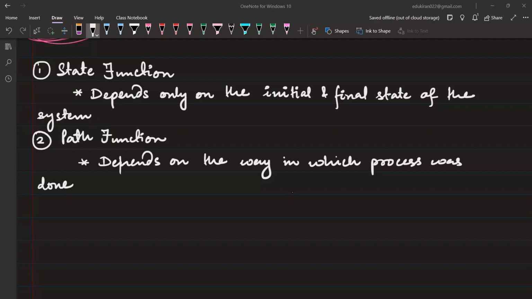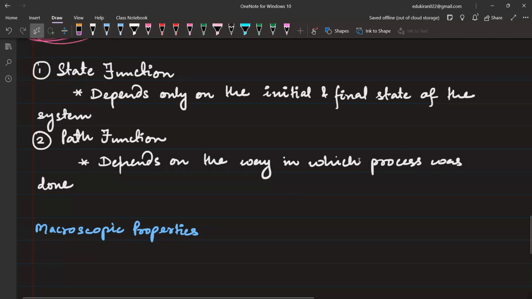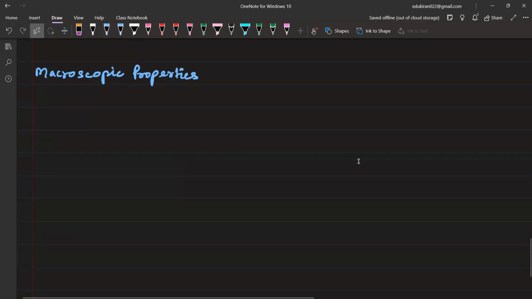Then, next we have macroscopic properties. Please write macroscopic properties. What are macroscopic properties? Like we have microscopic properties, that is atomic weight, bond length. These are microscopic properties, at the atomic level. Macroscopic properties are the bulk properties.